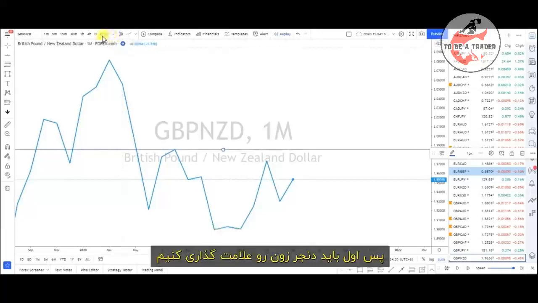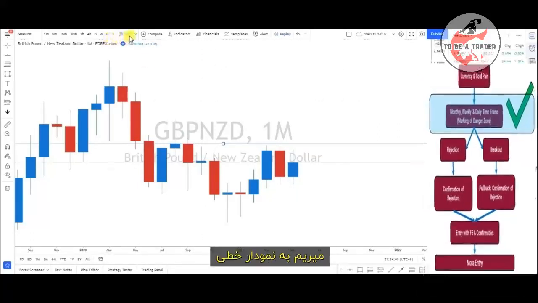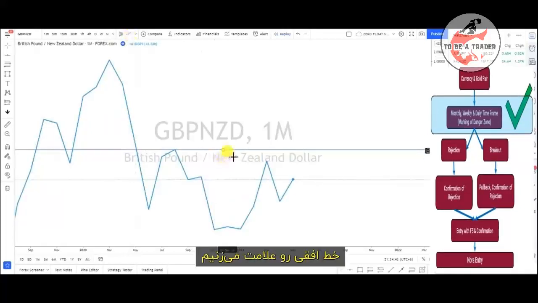Okay, so first we need to mark the danger zone. So what's the first step? We go to the monthly, weekly, or daily time frame. So this is the monthly time frame. Second, we go to the line chart. We mark the horizontal line.